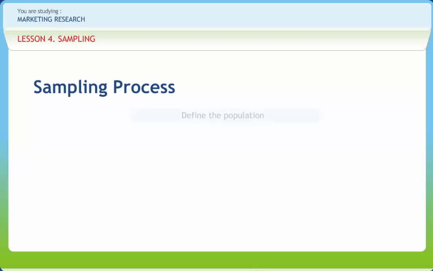First step is to define the population. Population is defined in terms of elements, sampling units, extent, and time. Next, identify the sampling frame. Example, you want to learn about scooter owners in a city. The RTO will be the frame which provides you names, addresses, and the types of vehicles possessed.